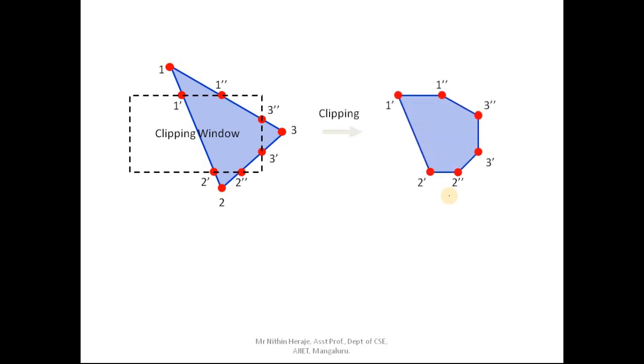So this is what the polygon is, and with the new edges, it is having the new edges 1 dash, 1 double dash, 3 double dash, 3 dash, 2 dash, and 2 double dash. So totally here we have 6 new edges. If you look at the original one, we had 3 edges, that is 3 vertexes, that is 1, 2 and 3, and here we have 6 new vertices, which is a clipped polygon. Okay, alright, I hope you understood this. I'll move on.